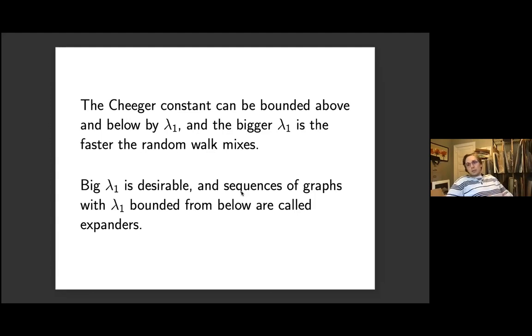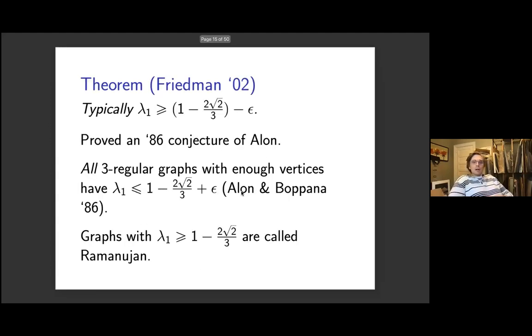It's very desirable to have, say, 3-regular graphs or d-regular graphs that are expanders. And you want the best expanders you can get. So you want lambda 1 to be as big as possible. So the main theorem in this context is that for random, say, 3-regular graphs, typically lambda 1 is bigger than this same number, 1 minus 2 square root 2 over 3 minus epsilon.